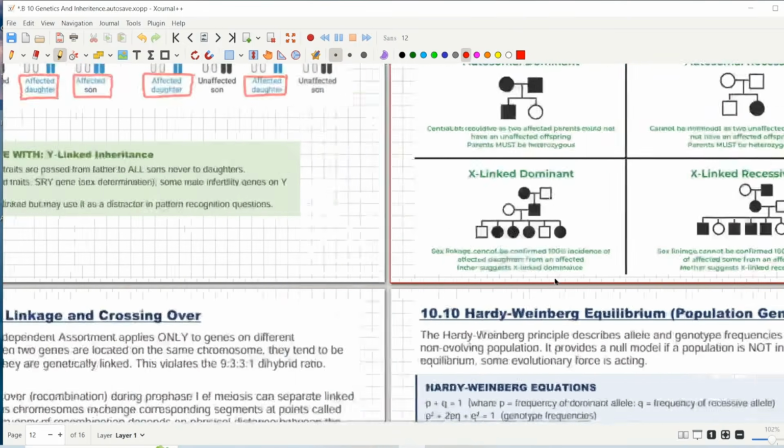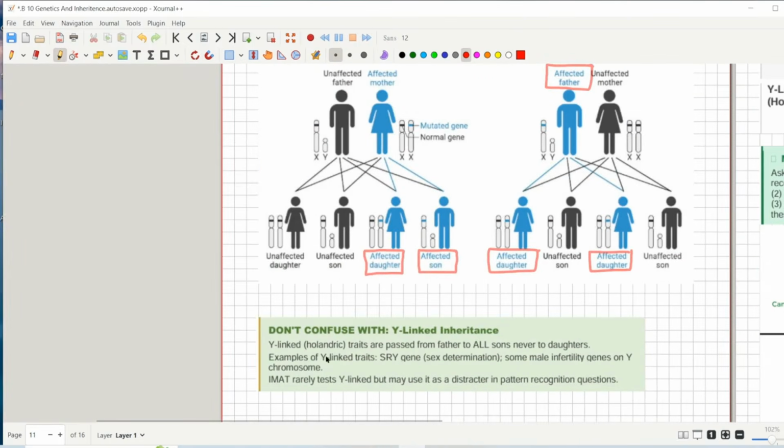I think I have written it down somewhere, yeah, here. So Y-linked traits are called Holandric traits. They pass from father to all their sons and never to the daughters, because a daughter or a female never has a Y chromosome. Y chromosome is called maleness, and if you have a hairy chest and beard, then all of these characters are related to the Y chromosome.